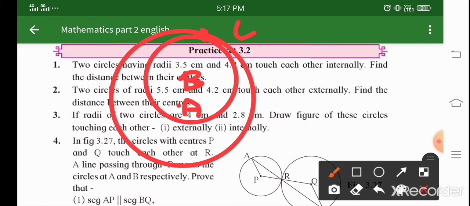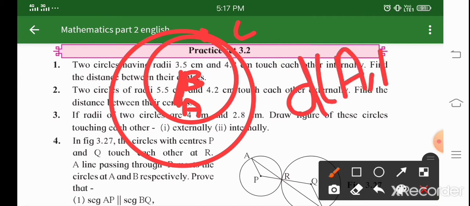So what does this theorem tell us? If two circles are touching internally, then the distance between their centers, that means AB, right, the distance between A and B, is always equal to the difference of their radii. Now what is the radius? The distance between the centers, AB, is always equal to the difference, and difference means minus.